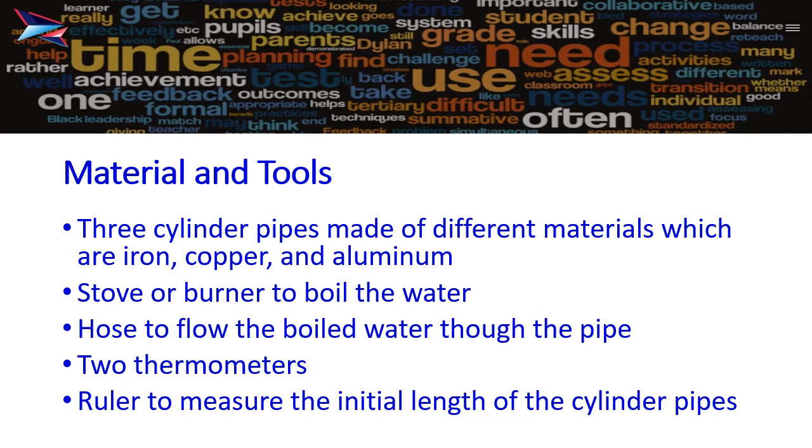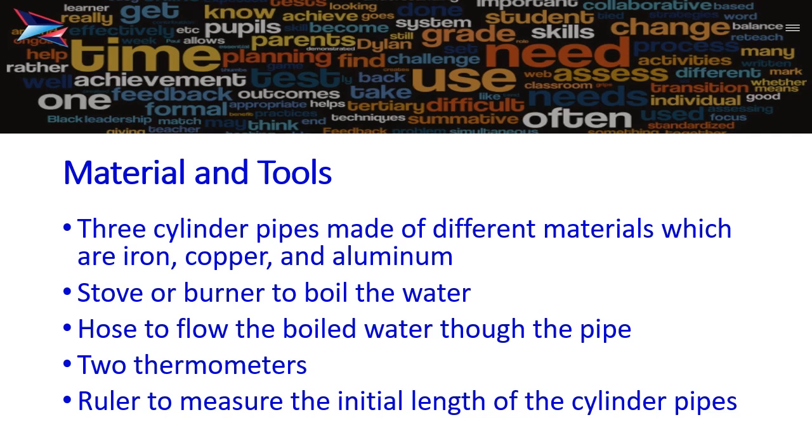You need to heat up the water from the environment's temperature, or room temperature, to boiling. And then you are going to use the hose to make the boiled water flow through the cylinder pipes of your materials. So you use the hose to flow the boiled water through the pipes.